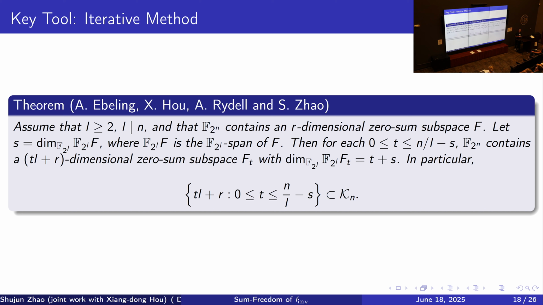And our result will mainly count on an iterative method theorem. This theorem is given in last year's IEO program. So it says that when you have R in K of n, and you have a prime divisor L of n, then we could actually enlarge the set from R to be a subset of K of n. It's given here.